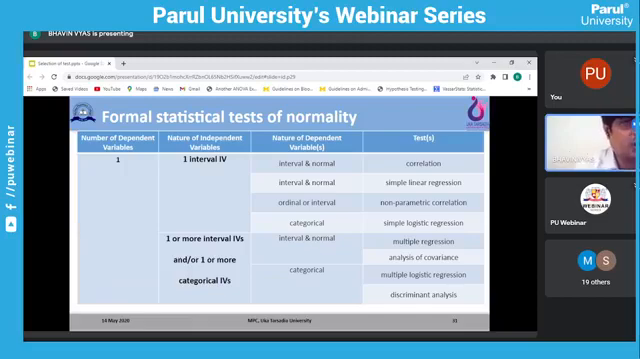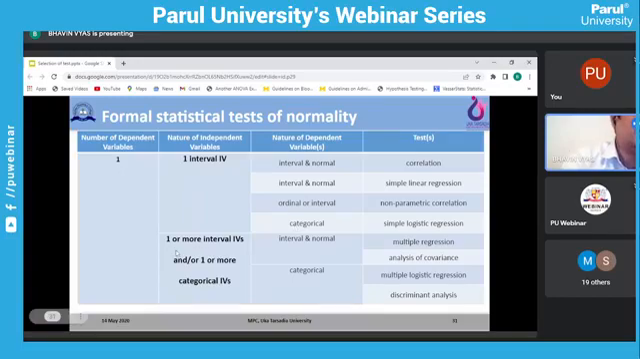And the type of data, the nature of the dependent variable, is continuous data or interval data with normal distribution. Then you need a correlation test, or you can go for a simple regression test. For a non-parametric test, that is non-parametric correlation and simple logistic regression, you can go if your type of data is ordinal or categorical.